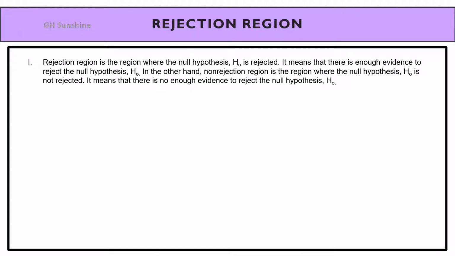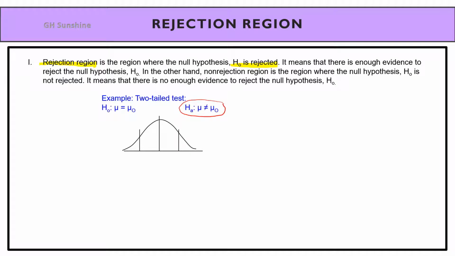Let's focus on the rejection region and also the assumptions. The rejection region is the region where the null hypothesis is rejected. It means that there is enough evidence to reject the null hypothesis. Look at the two-tailed test, based on the alternative hypothesis, with the symbol not equal to mu naught. When you draw the rejection region, there are two lines, and the rejection region is on the right side and also the left side. Both shaded regions are known as the rejection region.